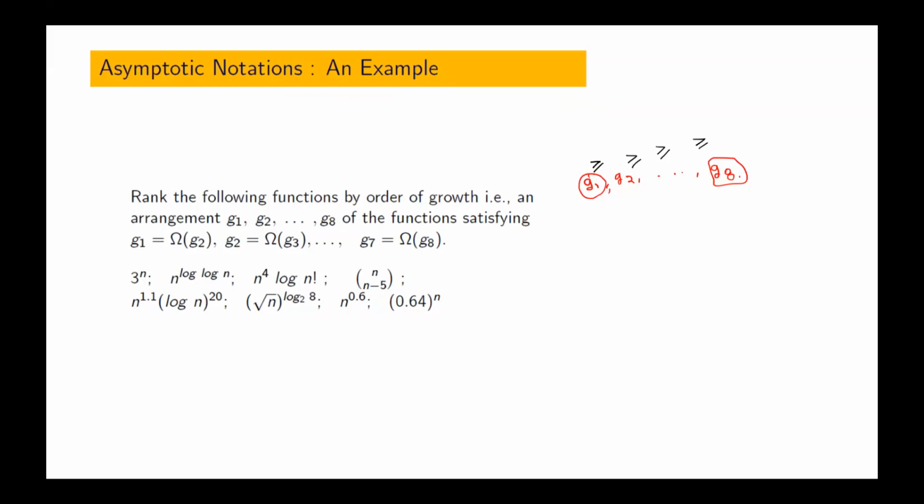Now in our ordering, should we write the smallest one first or the largest one first? Largest one first, and we need to reach the lowest one. That is, this side it is highest order of growth, this side it is lowest order of growth. G1 is big omega of G2 means G1 should be greater than or equal to G2.